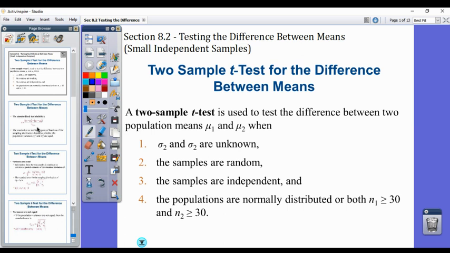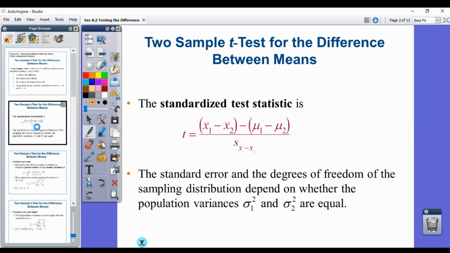Okay, so here's our formula. It looks really, really similar to the Z formula that we used for section 8.1. And your standard error, which is here in the denominator of your fraction, is going to depend on your degrees of freedom and your population variances as well.